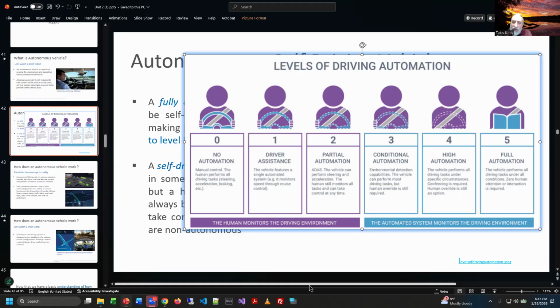High automation: the vehicle does all the driving tasks under certain circumstances. Geofencing is required, right? We don't even know what that is yet. And human override is still an option. And geofencing is basically like, if any of you guys have ever got one of those wireless dog collar things where you put sensors in your yard and you put the collar on your dog, if he tries to walk out of the yard, it buzzes his neck, that kind of thing. That's geofencing. So what they're saying is that we have to have our roadways set up for it.